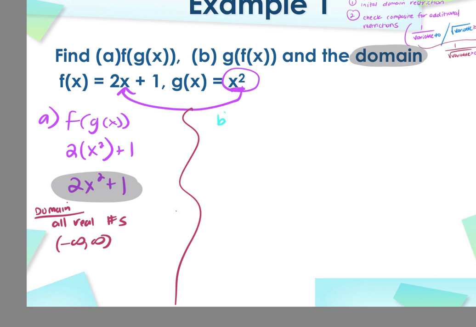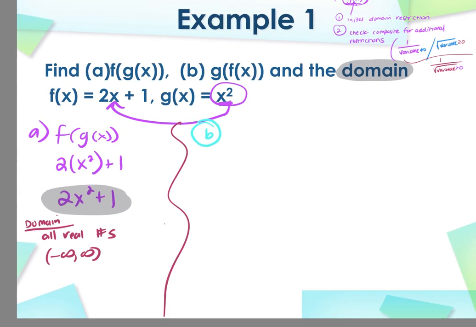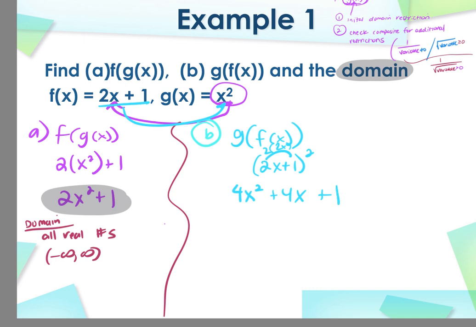All right, B is the reverse. B says switch that order. So I'm going to do g of f of x. This time I'm taking f of x and plugging it in. So I'd get (2x plus 1) squared. You can either expand in FOIL or use your shortcut. Shortcut is square the first one, so 4x squared. Double the product, so 4x, and then square the last one. Again, if you don't remember it, you just expand in FOIL.